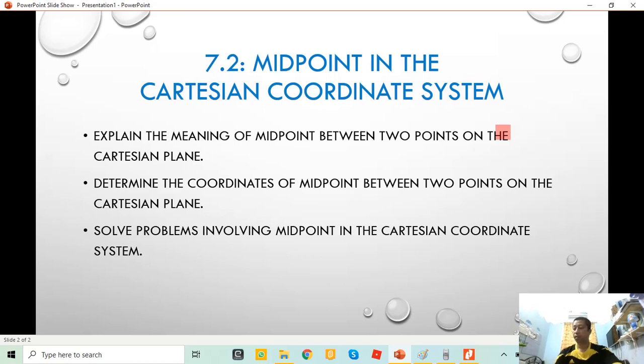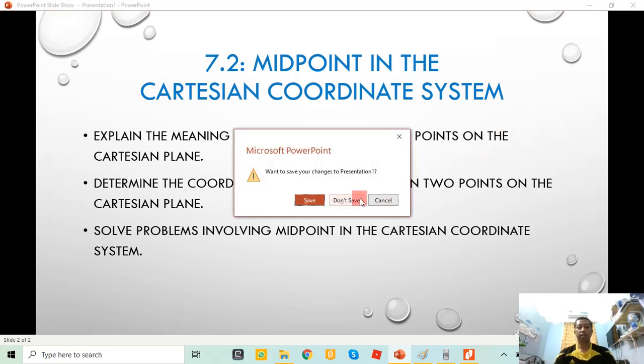Chapter 7 is coordinates. And today we go to 7.2, midpoint in the Cartesian coordinate system. So today we learn about three things. First is explain the meaning of midpoint between 2 points on the Cartesian plane. Second, we'll learn about determine the coordinates of midpoint between 2 points on the Cartesian plane. And last, we'll try to solve problems involving midpoint in the Cartesian coordinate system. Okay, so let's go to the textbook.